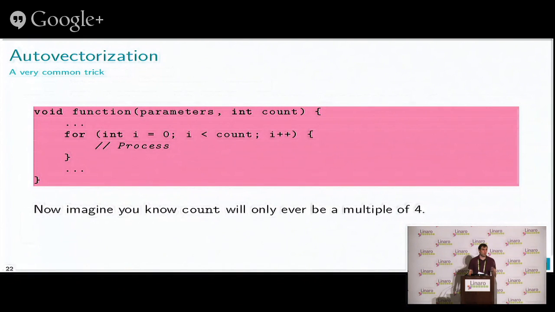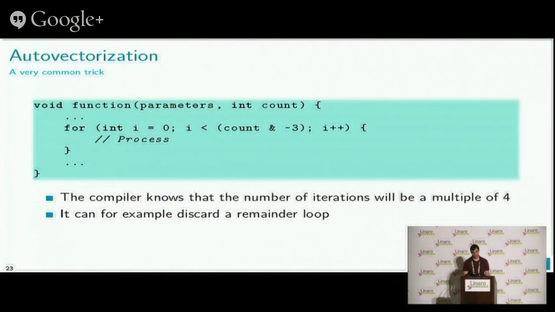So here's another trick which will partly answer your question. Imagine you have a function which takes parameters and a number of iterations. In this function, you have a simple loop based on the number of iterations, and you do some processing inside the loop. If you know, for example, you only pass count as a multiple of 4, there's a way you can hint the compiler about this. For example, you can mask the 2 rightmost bits. So you're telling the compiler this will only ever be a multiple of 4. And this allows the compiler to do some smart things. For example, it can discard a remainder loop. You get smaller code.